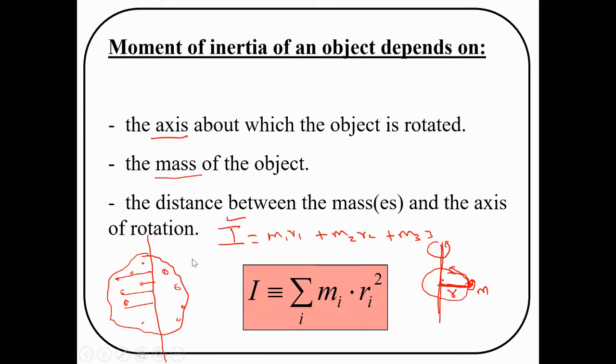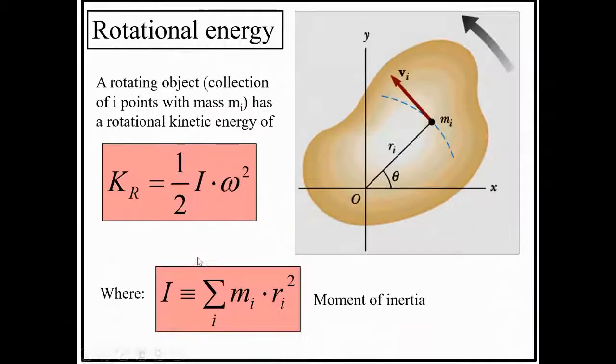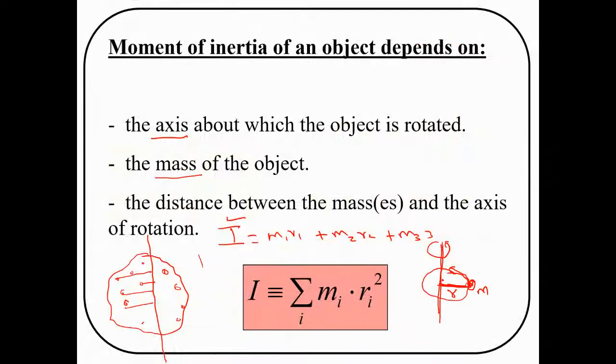In general, the formula is I equal to the summation, i from 1 to n, of m_i r_i, and the most important thing, the square of the distance. Clear? Why do we put the square of r? This is the rule, the formula: the square of the distance from the axis of rotation to the mass.